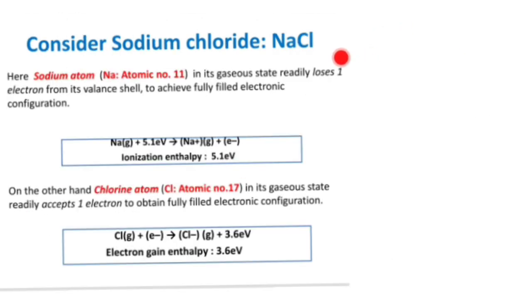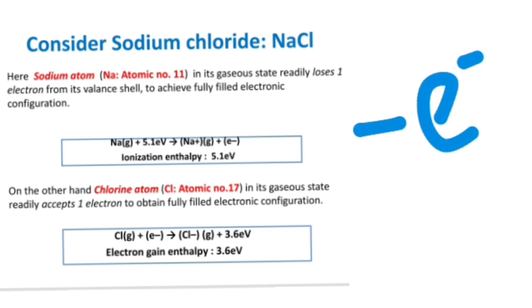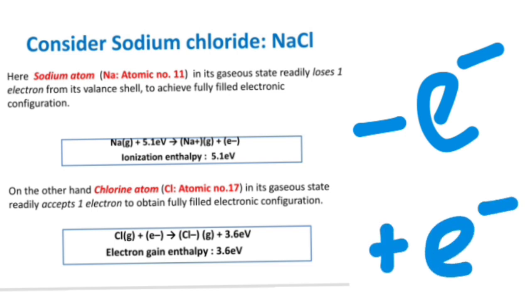Now let's consider an example, NaCl, that is sodium chloride. This is nothing but the rock salt, the common salt we use in our food. Basically, every atom tries to attain a fully filled octet electronic configuration. Therefore, sodium with atomic number 11 readily loses one electron, and chlorine with atomic number 17 readily accepts an electron.